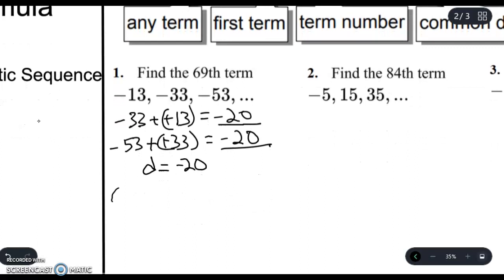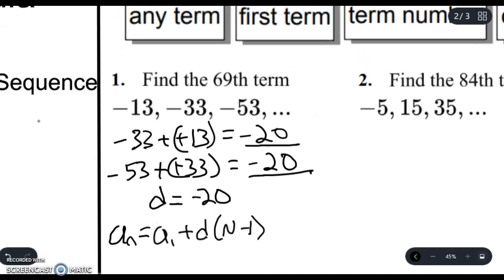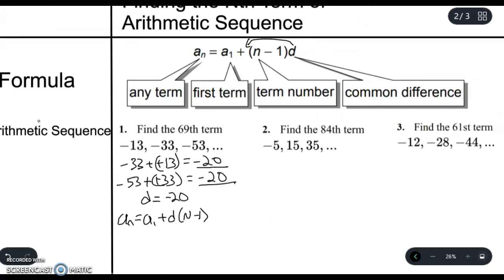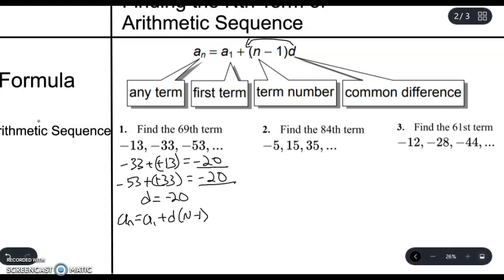So the formula is going to be a sub n equal to a sub 1 plus D times n minus 1. All right, so I'm going to explain what each one of these things mean based on our particular problem, okay? So right here, any term is the n. So n is the actual number term we're talking about, right? And here, these two n's are exactly the same, okay?